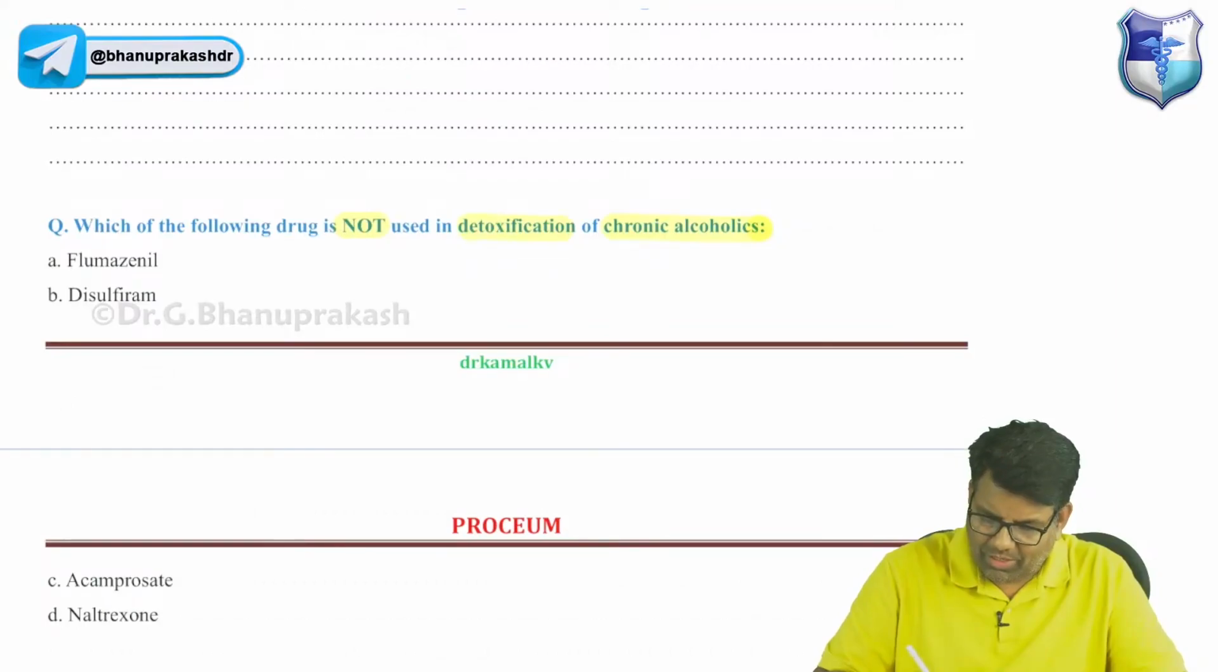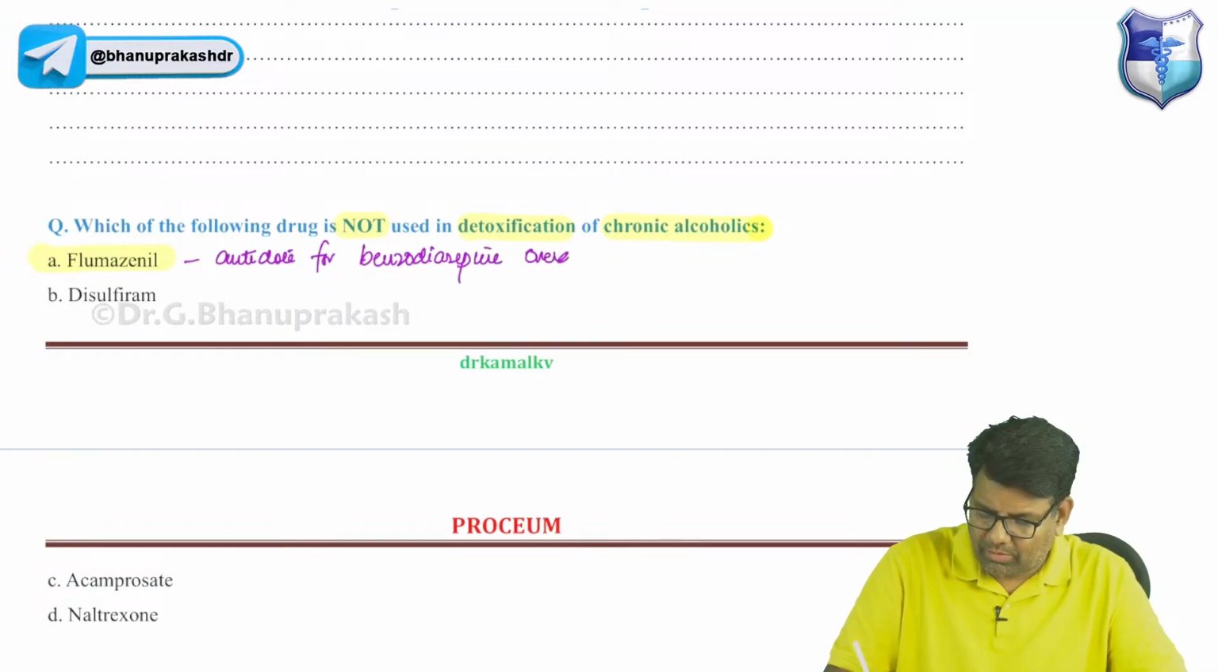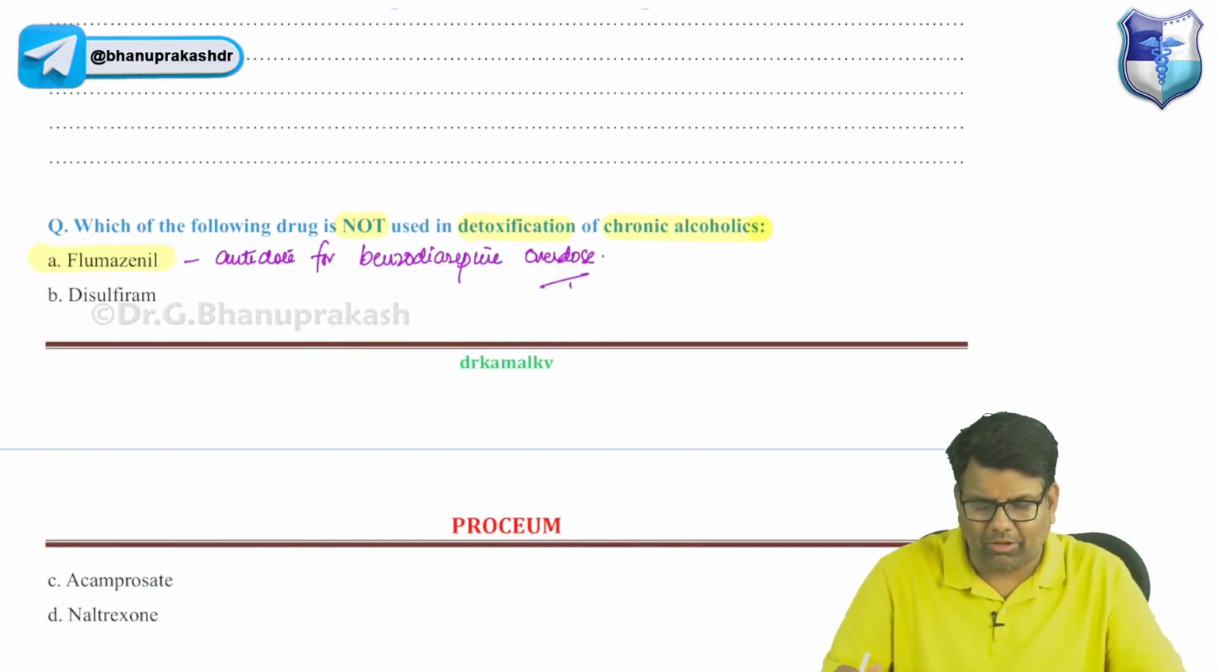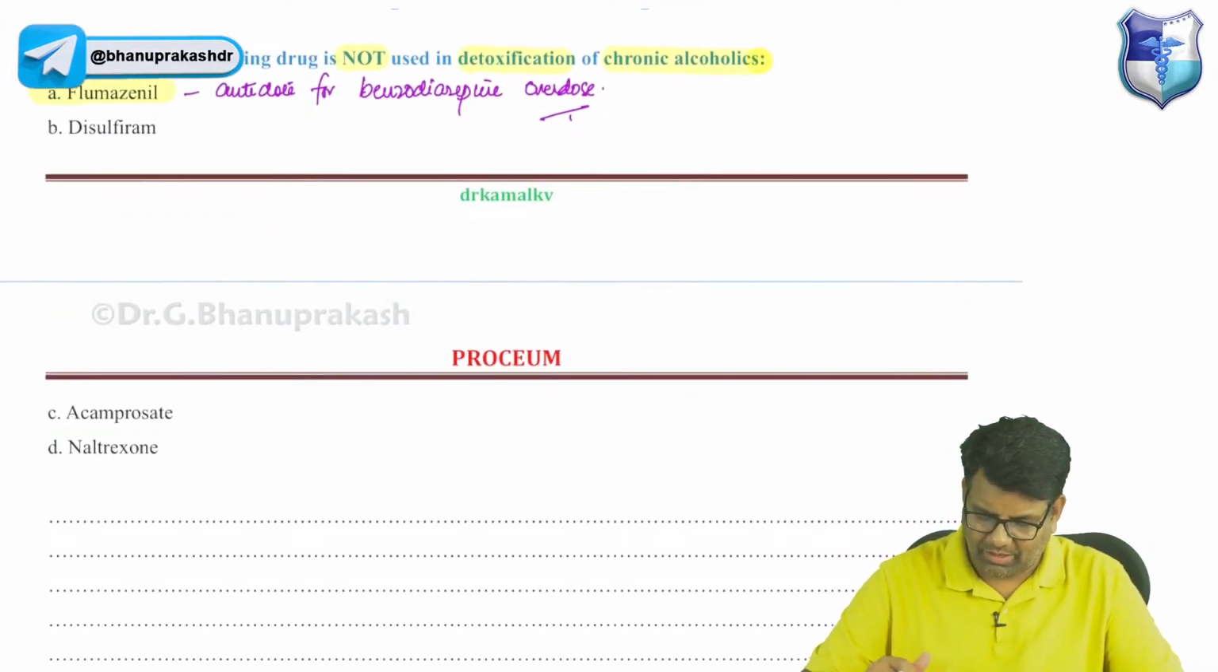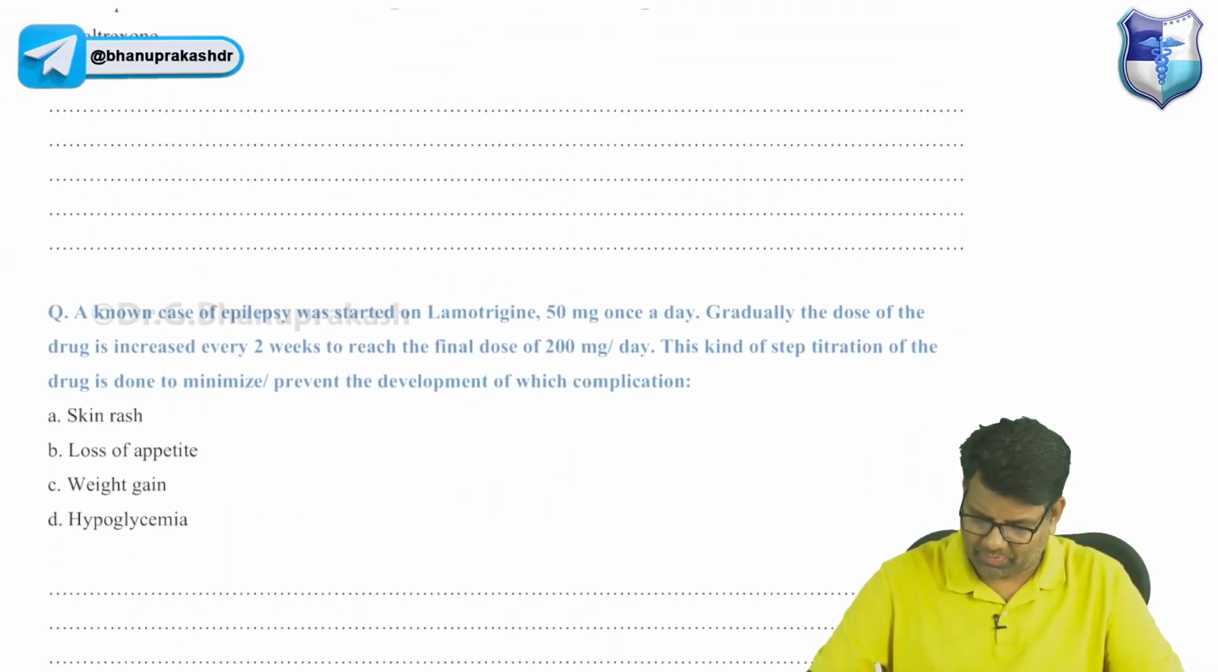What is flumazenil? Flumazenil is the antidote for benzodiazepine overdose. It has nothing to do with alcoholism. Flumazenil has to be the answer here. That's all we can give.